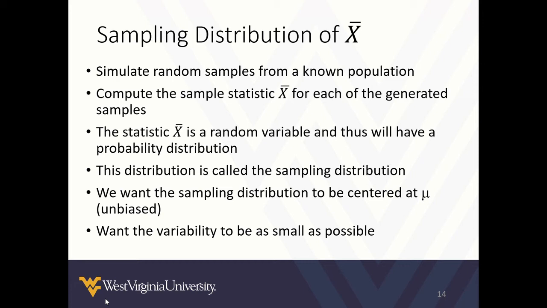So let us suppose that we simulate random samples from a known population. For each of those, we compute the sample statistic, the sample mean, for each of the generated samples. The statistic, x bar, our sample mean, is a random variable and thus will have its own probability distribution. This distribution is called the sampling distribution. We want the sampling distribution to be centered at mu, and we're going to want that variability to be as small as possible.